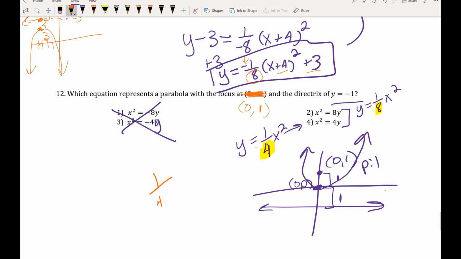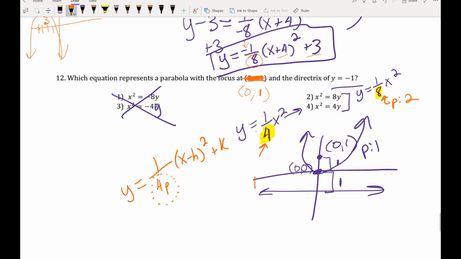Well, if I'm thinking about that 1/(4p) times (x minus h) squared plus k, I'm thinking about what number they plugged in for p to get that denominator. For this number 2, it looks like p had to have been 2, and for this one right here, p would have had to have been 1. In our example, our focal length is 1 because the distance between the vertex and the focus is 1, and the distance between the vertex and the directrix is also 1. So your final answer choice is number 4.